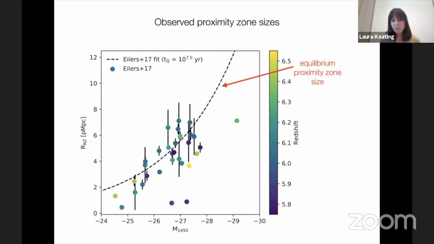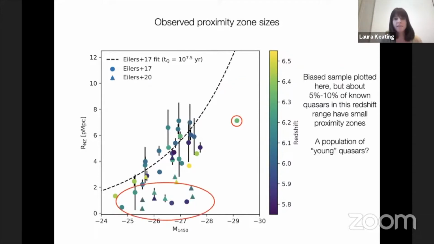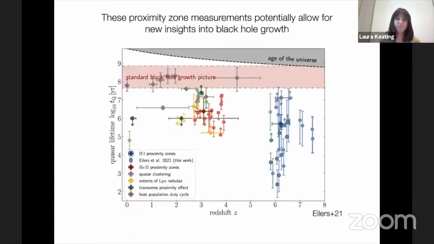And what you see is for most of the proximity zones, it seems like a pretty good description. There's a bit of scatter, but they all sit around it. But there are some objects that are really far away from the equilibrium value. And in subsequent papers, Christina showed that this isn't an unusual occurrence. About 10% of quasars in this redshift range have these small proximity zone sizes. And since a small proximity zone means the quasar maybe hasn't been on for very long, this is maybe a population of young quasars.